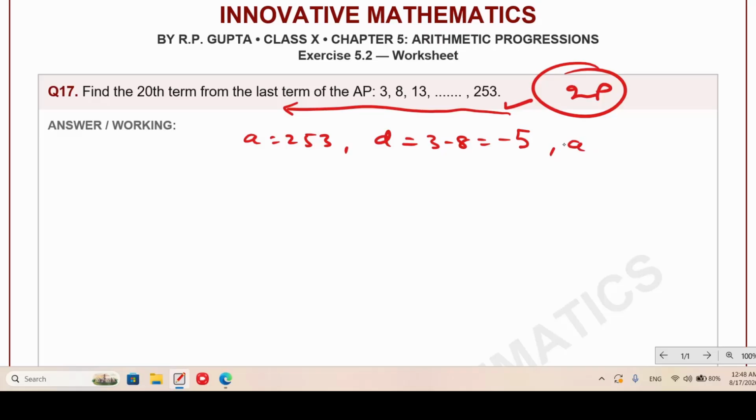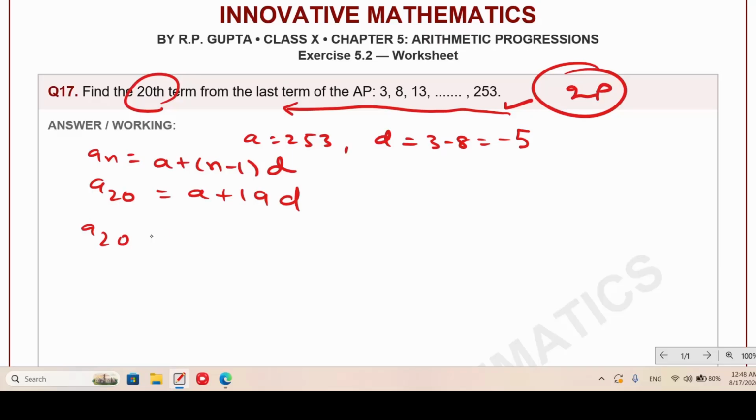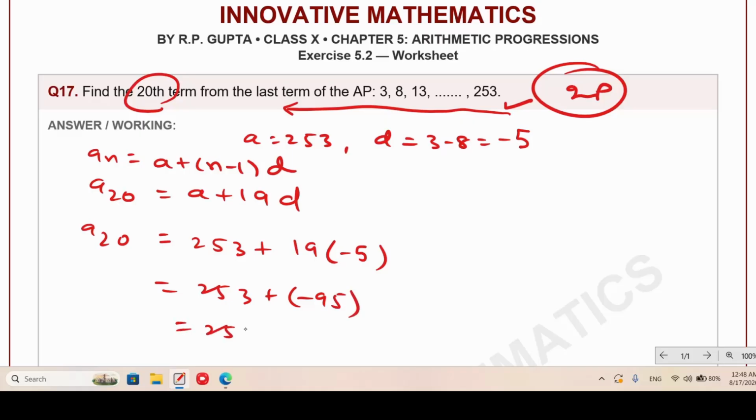And A, A2 we have. Now what we need to find out? We need to find out the 20th term. So A20 is equal to A plus 19D, according to an is equal to A plus n minus 1 into D. So A20 is equal to, the value of A is 253, plus 19 into minus 5, which is 253 plus minus 95. So 253 minus 95 is equal to 158. Clear hai? Let's do another one.